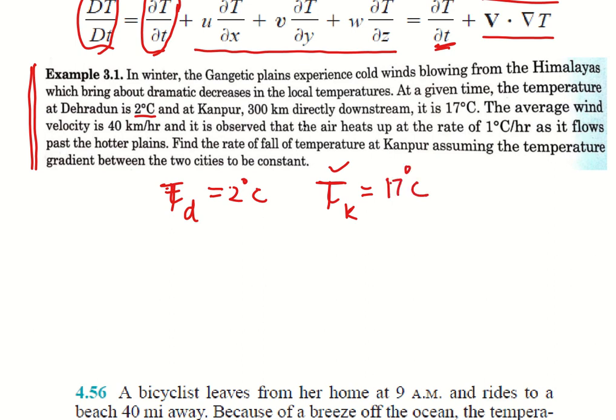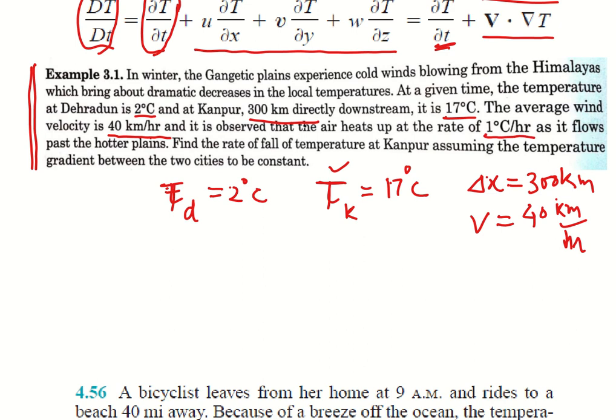17 degrees centigrade, and the distance delta x, or you can say x, is equal to 300 kilometers. So 2 degrees centigrade at Dehradun, distance is 300 kilometers, and the temperature of Kanpur is 17 degrees centigrade. The average wind velocity is 40 kilometers per hour. So the average wind velocity is also given. So let's say V is equal to 40 kilometers per hour. And it is observed that air heats up at the rate of 1 degree centigrade per hour.